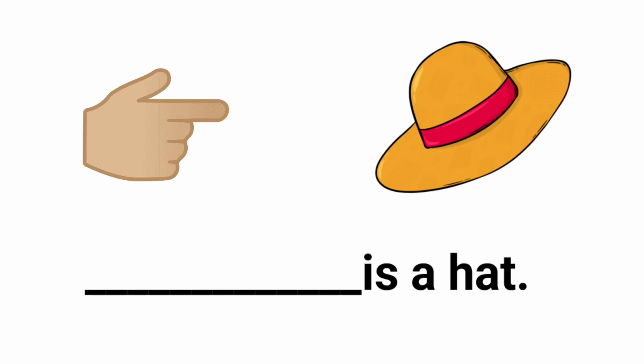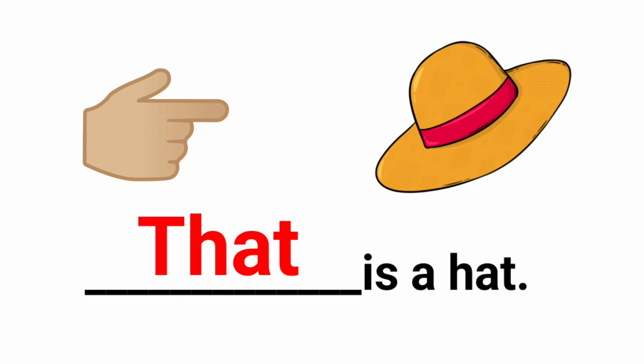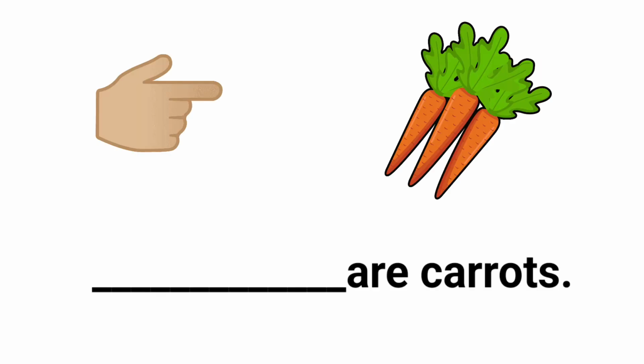Dash is a hat. Tell the answer, children. Yes, that is a hat. Why that? Yes, the finger is far from the hat, as well as the hat is singular object. So here we use that. So the sentence is, that is a hat.